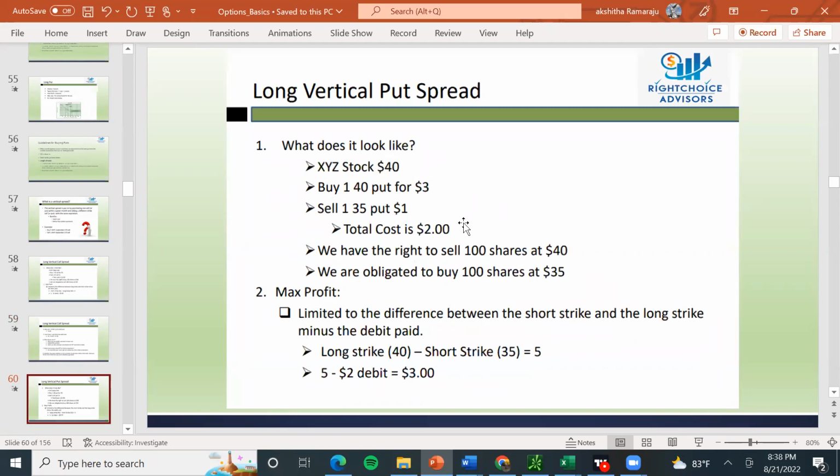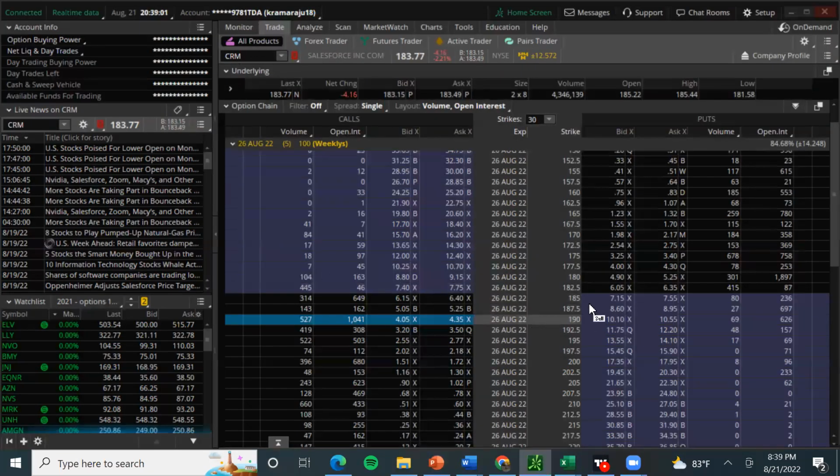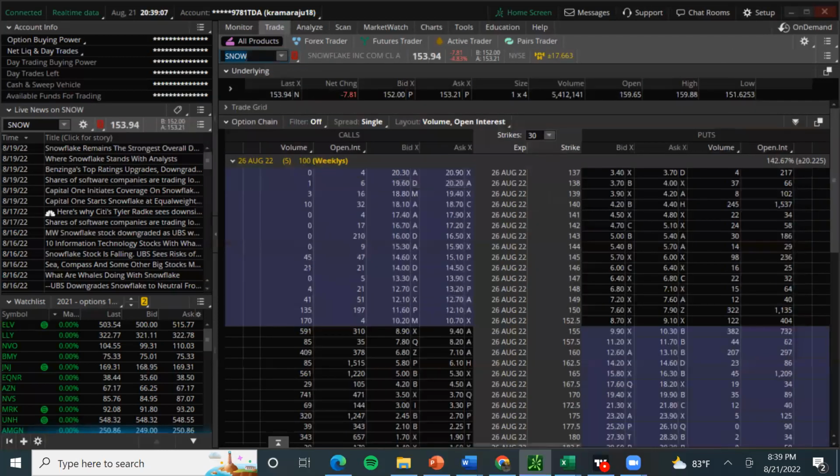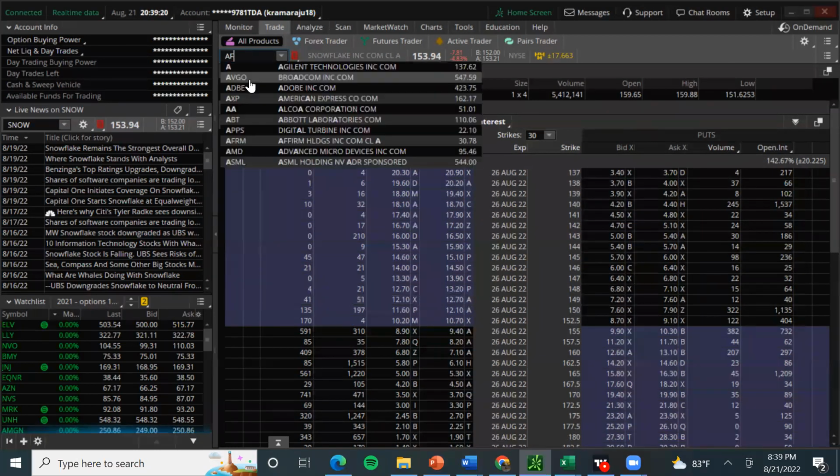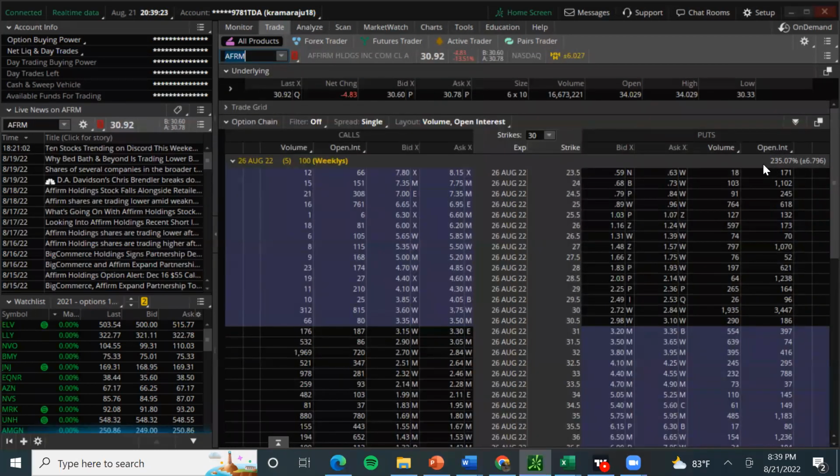Just like we do a call spread, in the same way, you can also do a put spread. For SNOW, we saw an example, and for CRM we saw. Let us look at SNOW. Again, it is 142%. The volatility is much higher. So I don't think even for SNOW a vertical spread may be ideal, but let us see AFRM. AFRM is 235%. That means there is a lot more volatility. There is a possibility that this stock can move a lot higher.